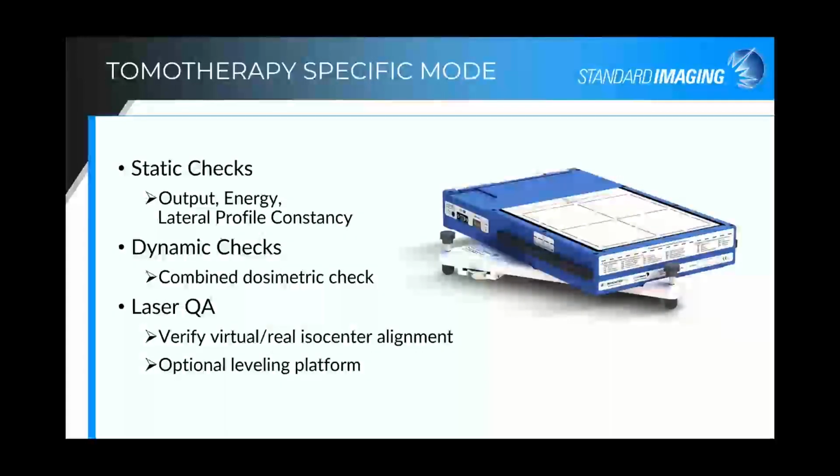As I mentioned, tomotherapy, we've got both static and dynamic checks, so you can check those static output, your energy, your lateral profile constancy. The dynamic check is a combined dosimetric check for the rotation, and then you can do laser QA as well, so you can check those external lasers with the real isocenter alignment of the tomo unit accordingly. And then there's an optional leveling platform which allows you to do a little more in-depth checking of those laser positions.